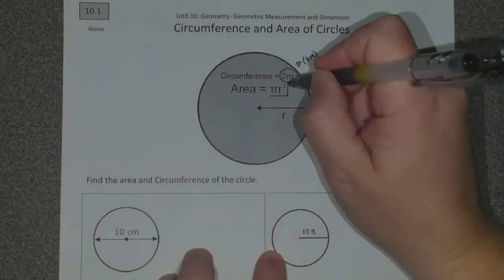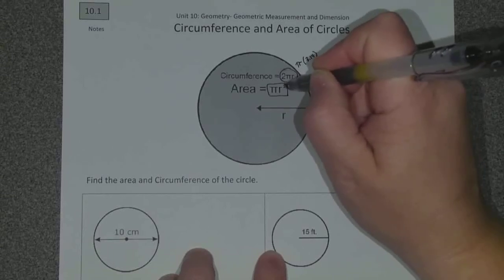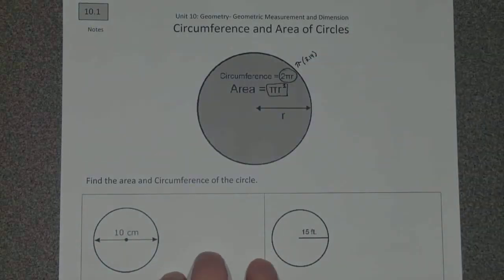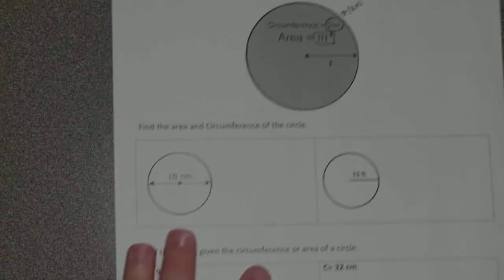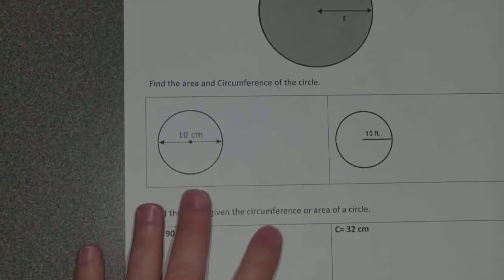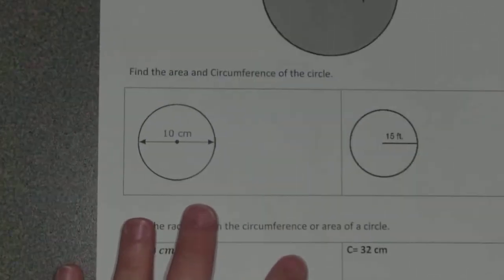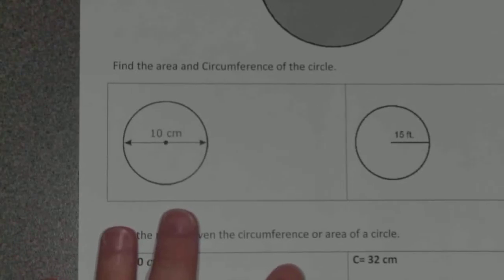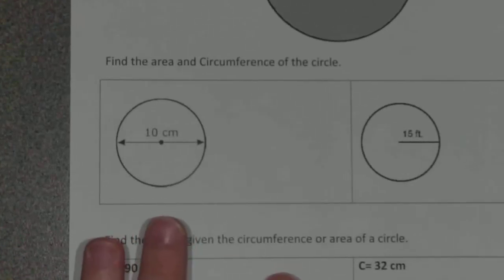And then the area formula is pi r squared. So that's the formula for the area of a circle. I think you've done this probably lots of times over the years, but let's look at this first example right here. It says to find the area and the circumference of the circle.